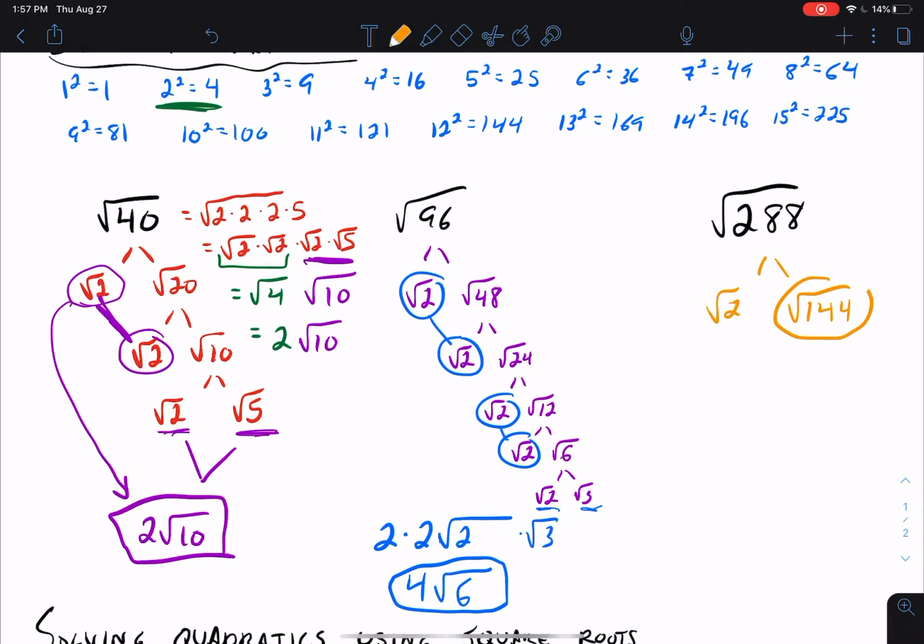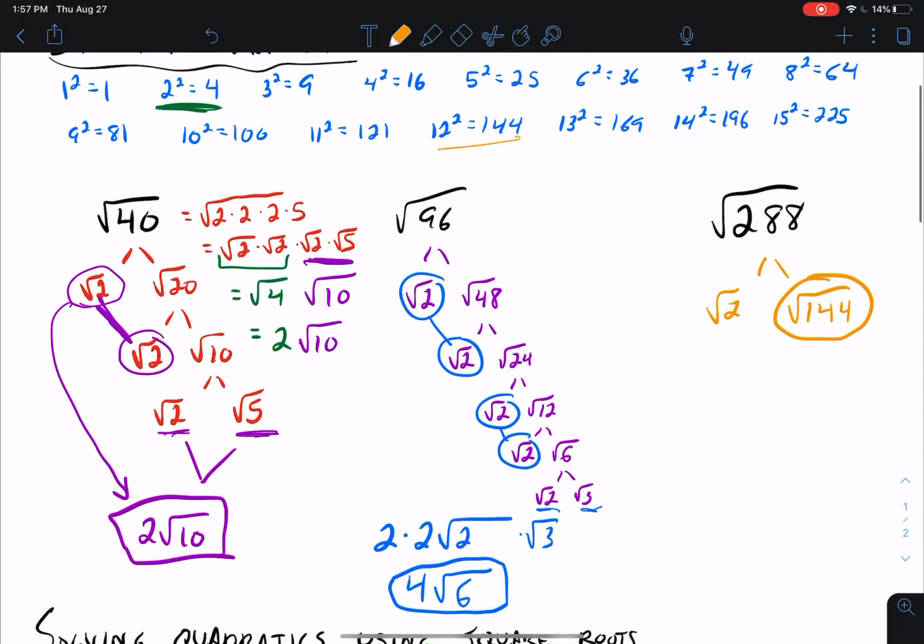Square root of 144, right here, square root of 144 is 12. So I can stop here, okay? Because square root of 144 is going to simplify to 12, and this square root of 2 is stuck underneath the radical because it does not have a buddy. All right, so that is simplifying radicals.